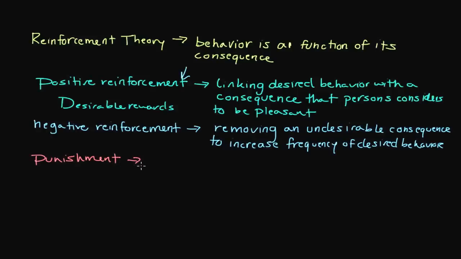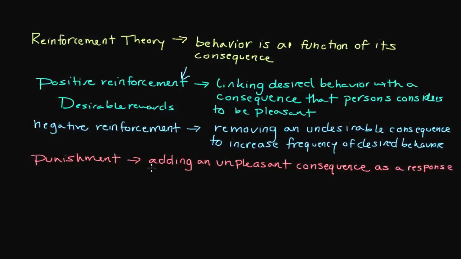So with punishment, what we're trying to do is we're adding an unpleasant consequence. So something that is not essentially desirable, but we're adding this unpleasant consequence as a response to a person's behavior. And so the person engaged in some sort of behavior that we do not like. And as a result of that, we implement some type of unpleasant consequence. Now, the whole point of punishment, which is kind of contrary to positive and negative reinforcement, remember, with those two types of reinforcement, we're trying to increase the frequency of desired behavior. With punishment, what we're trying to do is reduce the frequency of an unwanted behavior.